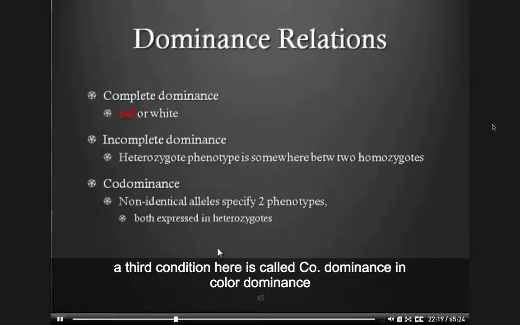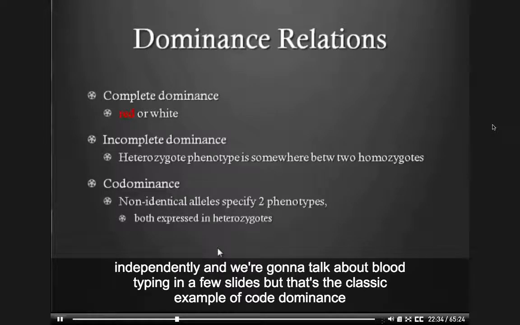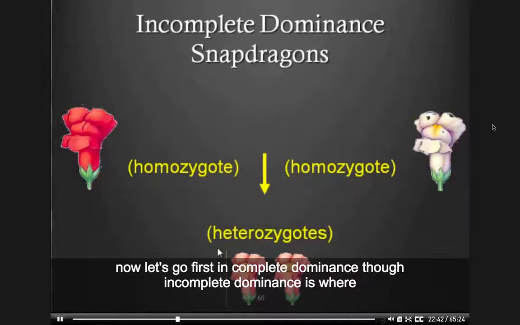A third condition here is called codominance. In codominance, no one allele dominates the other. So, for example, both end up getting expressed equally. In fact, in some ways, they actually act independently. And we're going to talk about blood typing in a few slides, but that's the classic example of codominance. Now, let's go first to incomplete dominance, though.